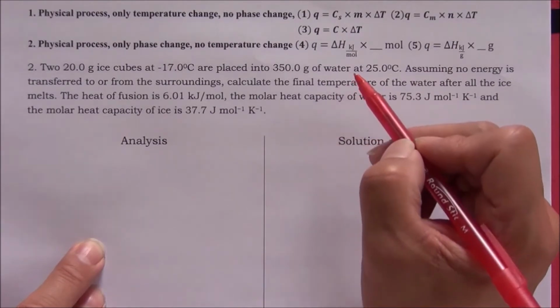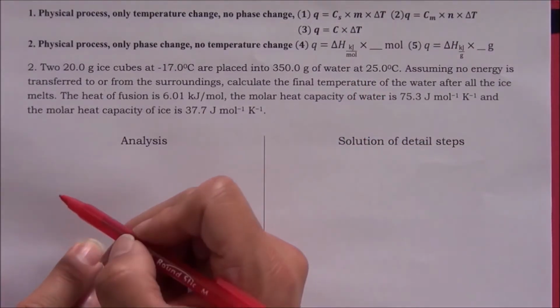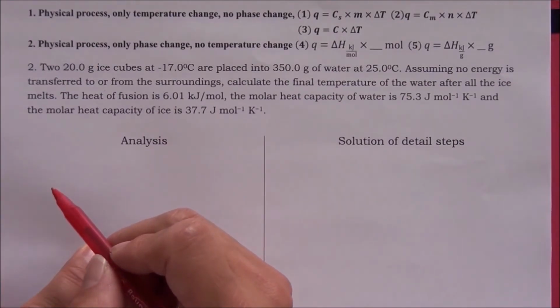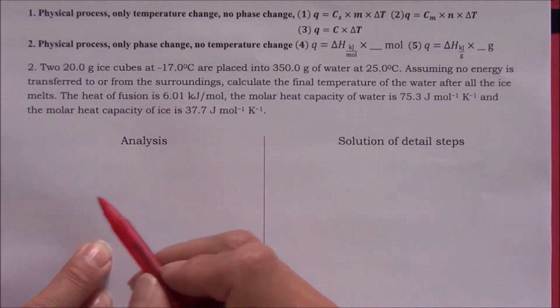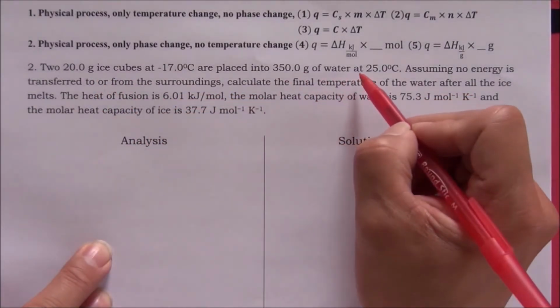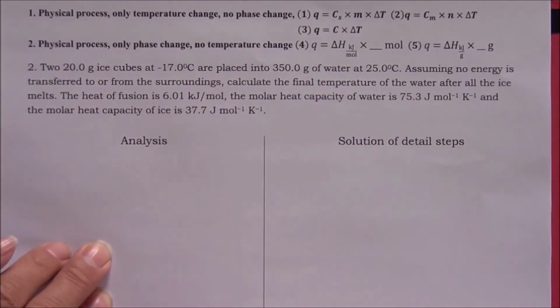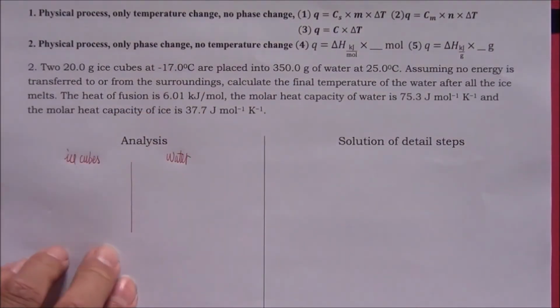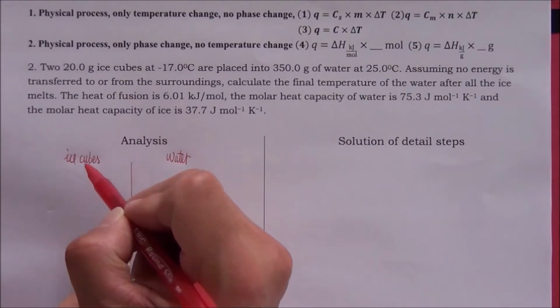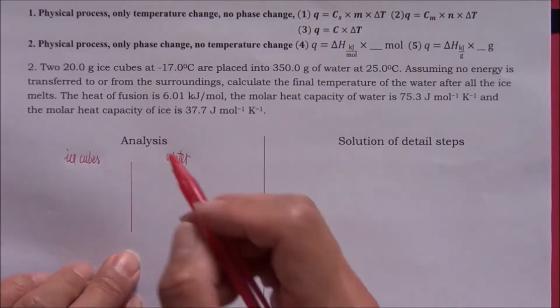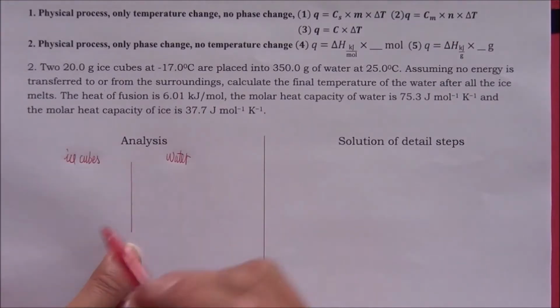As a general principle, you want to make your calculation as simple as possible. Therefore, it is a good idea to separate the calculation of the ice cubes from the calculation of the water. Let's do it now. I write down the ice cubes on one side, and I write down the water on the other side. I also draw a line to separate the two columns.